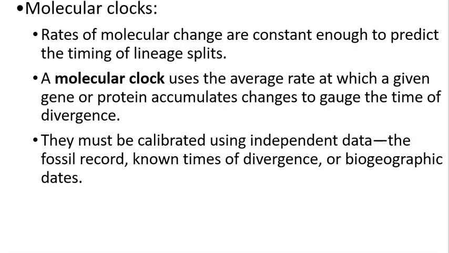Molecular clocks are an interesting thing as we close out this lesson. A molecular clock uses the average rate at which a given gene or protein accumulates changes to gauge the time of divergence. So what's the average rate we see? And then we use that in a uniformitarian way, which means the rate that we see today has happened throughout life. And so they must be calibrated using independent data.